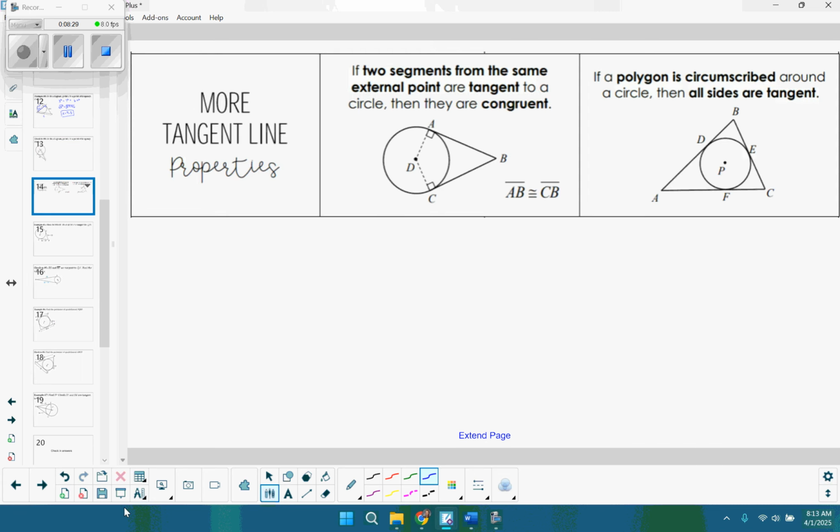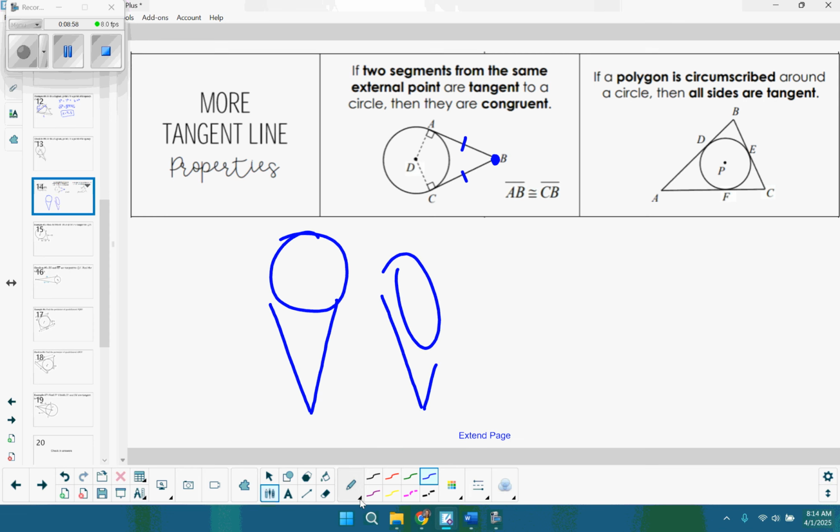So there's a few more properties of tangent lines. The first one being what I like to call the ice cream cone theorem. If two segments from the same external point, like point B, are both tangent to the circle, then they're congruent. I always imagine that if you were to have an ice cream cone, the two sides of the cone should be the same height, otherwise your scoop of ice cream would fall out. If you had one side like this and one side like this, that scoop of ice cream is not going to last very long and it's going to fall out of your cone. So the two sides of the cone must be exactly the same to hold up your scoop of ice cream.